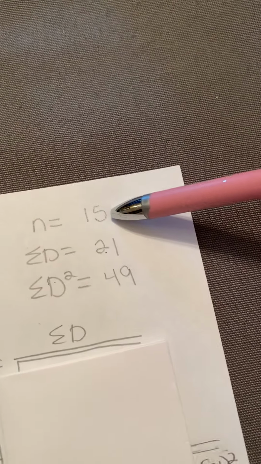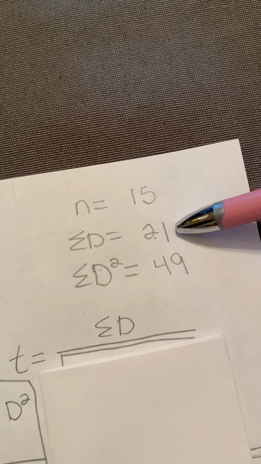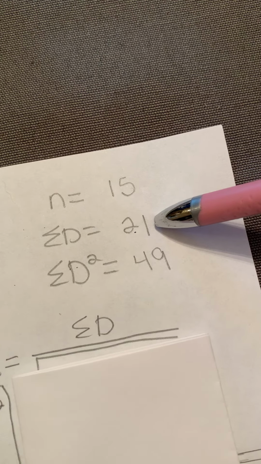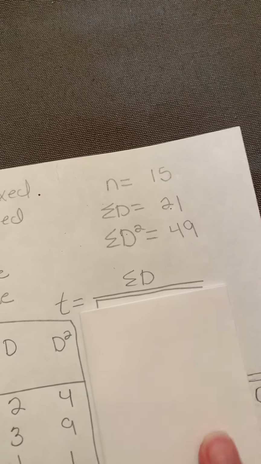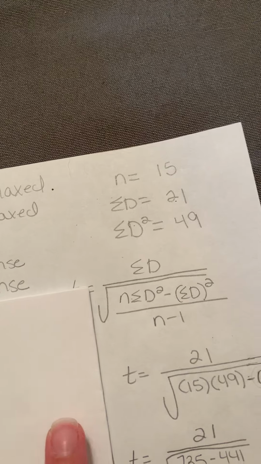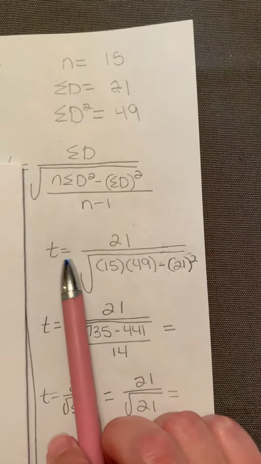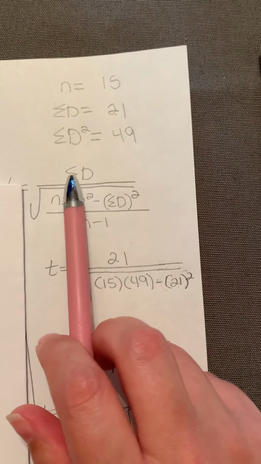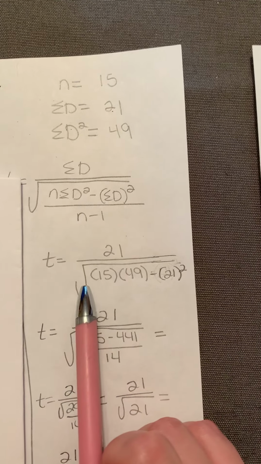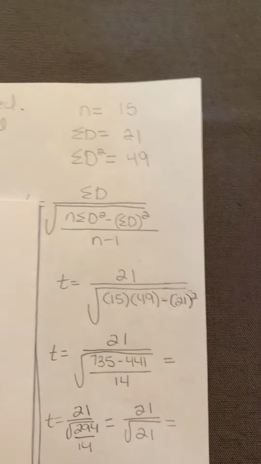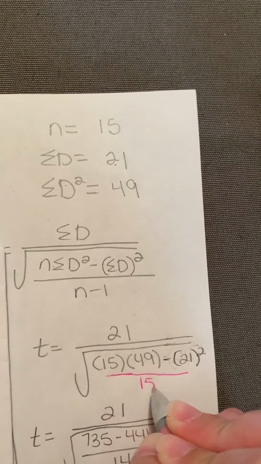So here we have n again is 15, because we have 15 people in the sample. Our sum of D, or sum of the differences, was 21, and the sum of D squared was 49. And so at that point, all we have to do is plug those values into the formula. So we have T equals, and then remember the sum of D, we're going to put 21 right here, and then it's going to be divided by the square root of, oops, I forgot to do that here. Look at that, I made a mistake. This should say 15 minus 1.